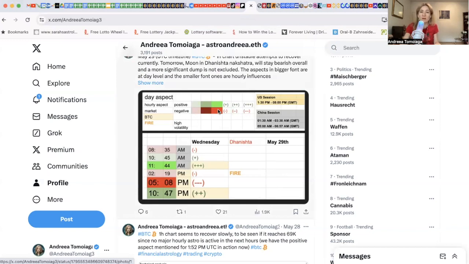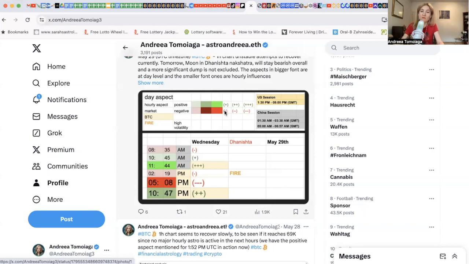We do have a day aspect which is bigger in font. It's Arial 15, and this will be a day level aspect. Each aspect can be either positive or negative. Positive is green and negative is red. I consider 3 flavors of green and 3 flavors of red in order to depict the intensity of the aspect.